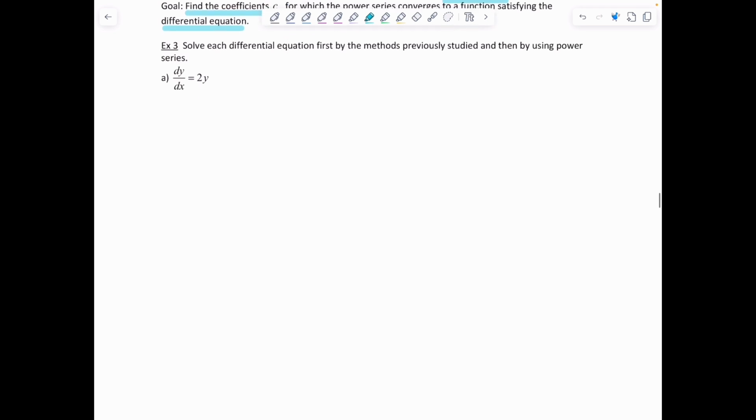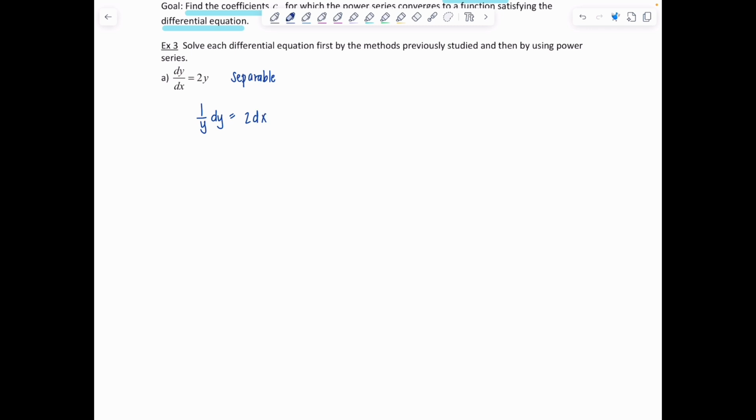So first one, we'll start off gently. dy/dx equals 2y. Do you recognize what kind of differential equation this is? I think the easiest thing is to notice it's separable. Okay, so let's go ahead and solve it as such. I'll move y over to the left-hand side. So then I have 1 over y dy equals 2 dx.